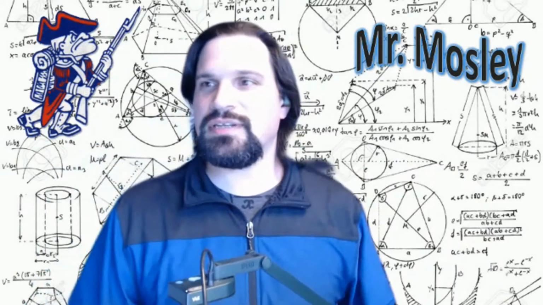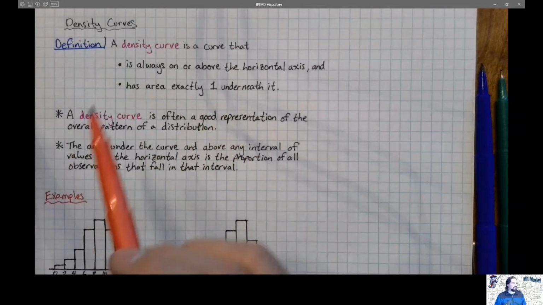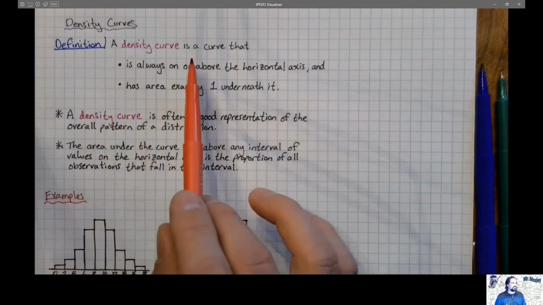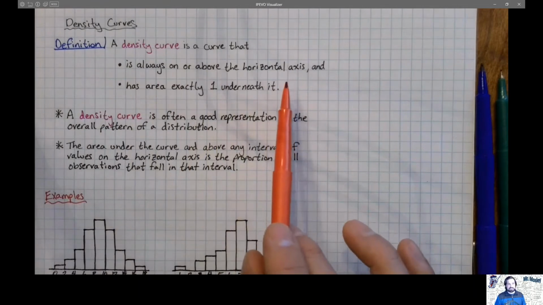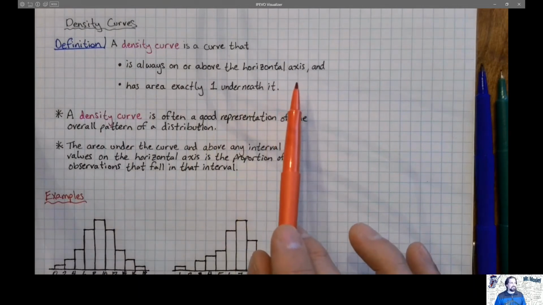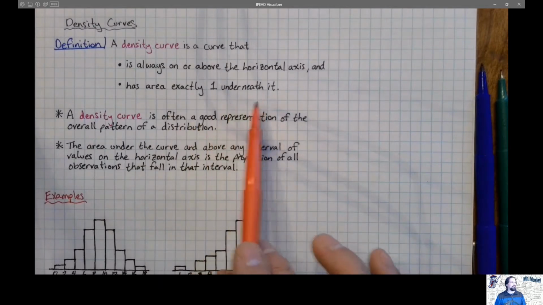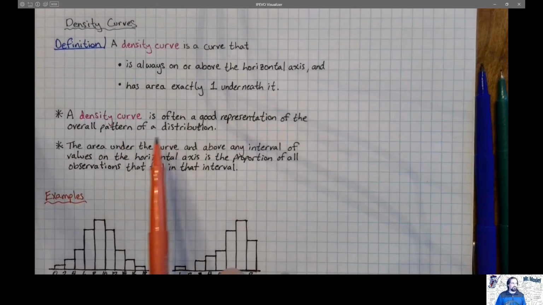So let's get started. In statistics, this is what a density curve is. A density curve is a curve that is always on or above the horizontal axis, or the x-axis, and has an area of exactly 1 underneath it. A density curve is often a good representation of the overall pattern or shape of a distribution.